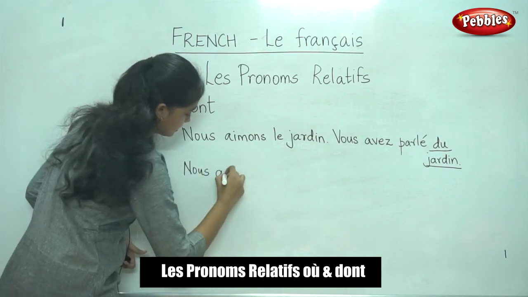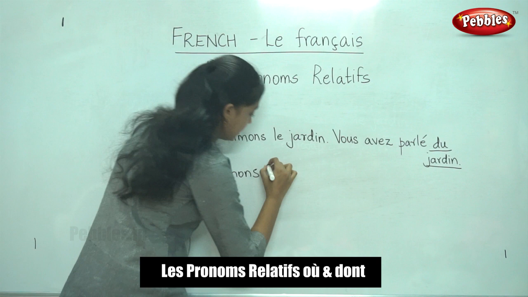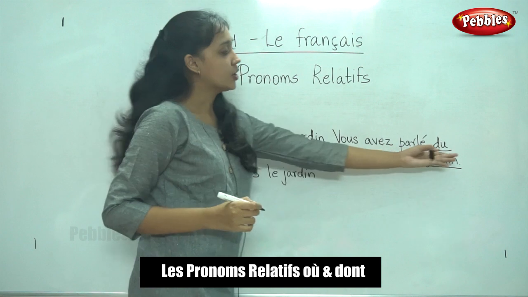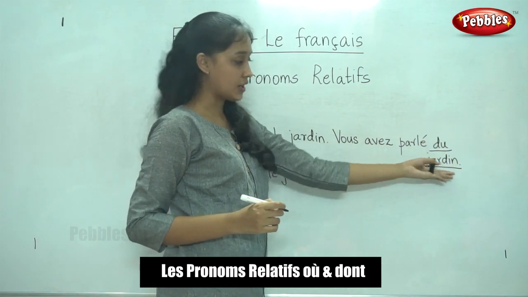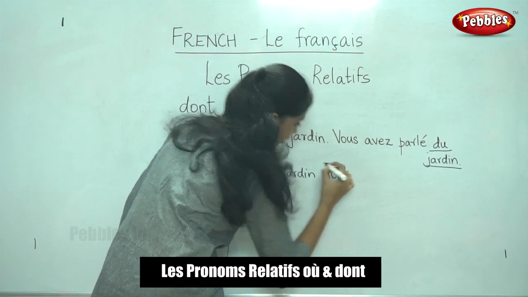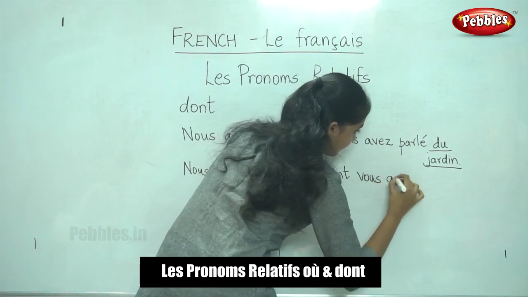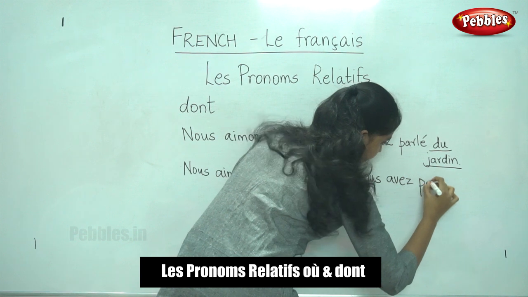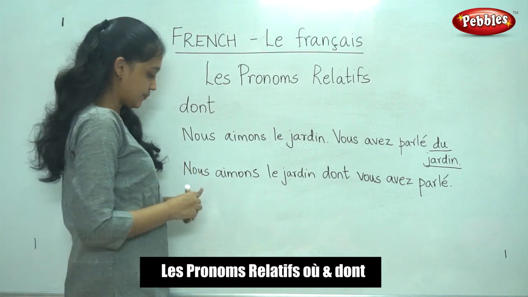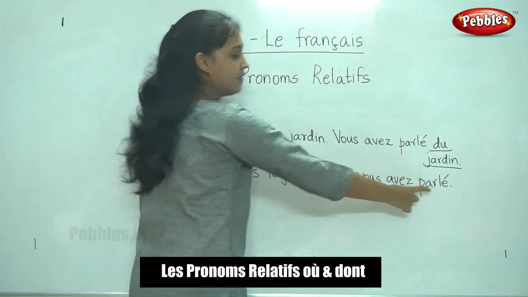Nous aimons le jardin. Now, du jardin. Du jardin is replaced by dont. Dont vous avez parlé. So, this is how you join the sentence. We love the garden of which you have spoken.